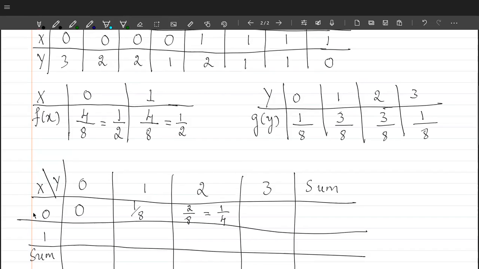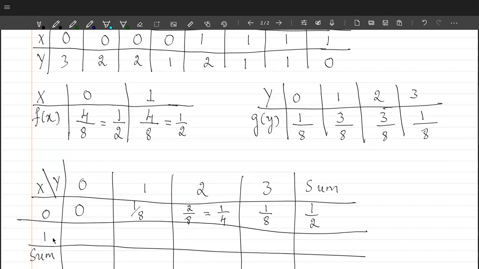Third case, x takes a value 0, y takes a value 3. That is possible only in the first result. So only one outcome is favorable out of 8 outcomes. So it is 1 by 8. Find the sum. 1 by 8 plus 2 by 8, that is 3 by 8. 3 by 8 plus 1 by 8, that is 4 by 8. 4 by 8 is equal to 1 by 2.